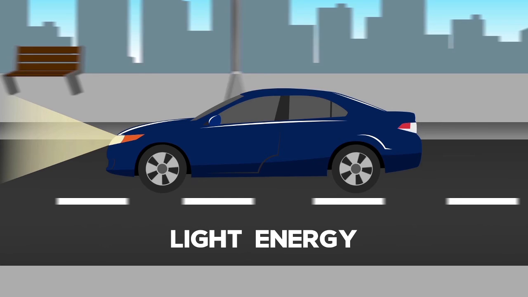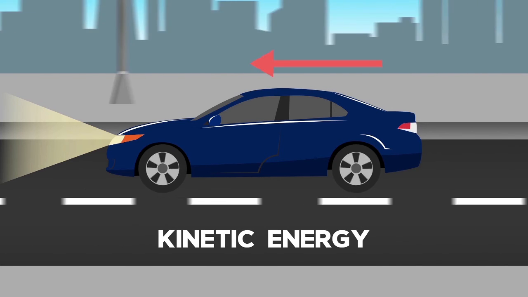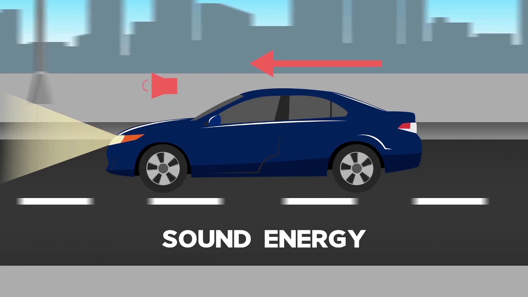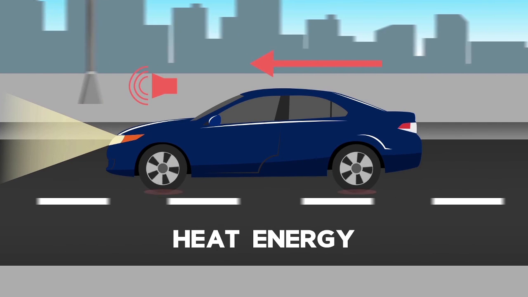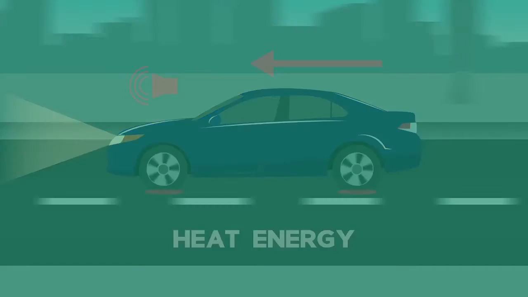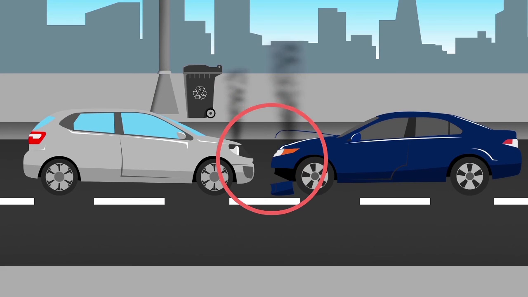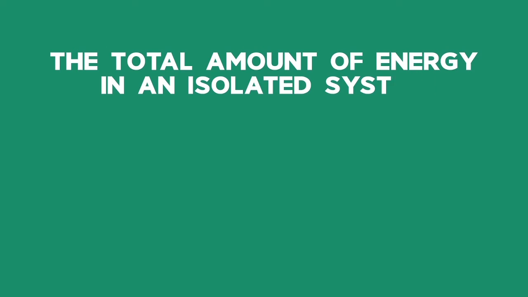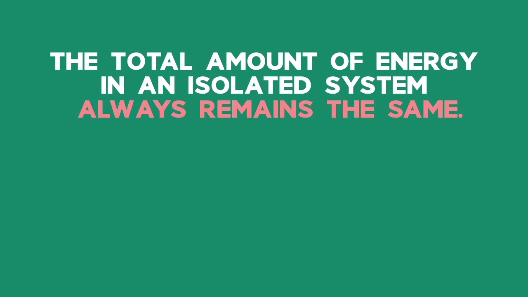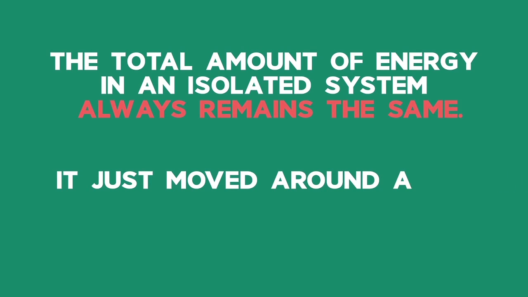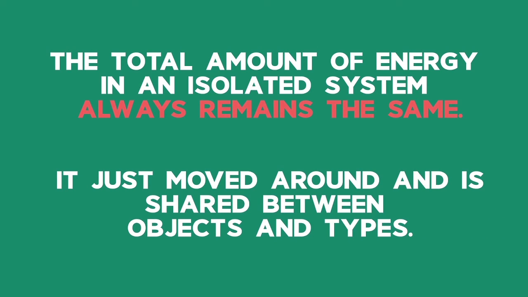Now, there is a risk of misunderstanding here. We are talking about all types of energy in an object and its surroundings when we say that energy must be conserved. Some energy might have been used to change the shape of the object. Some of the energy might be lost as heat or transferred to the air as sound energy. The total amount of energy in an isolated system always remains the same. It just moved around and is shared between objects and types.